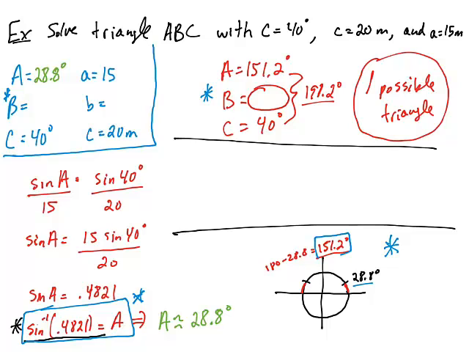Alright, so to find angle B, well, I just add 40 plus 28.8 together, and then subtract from 180, and we're left with 111.2 degrees.